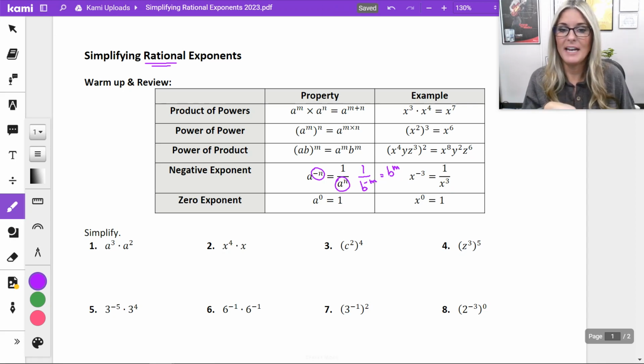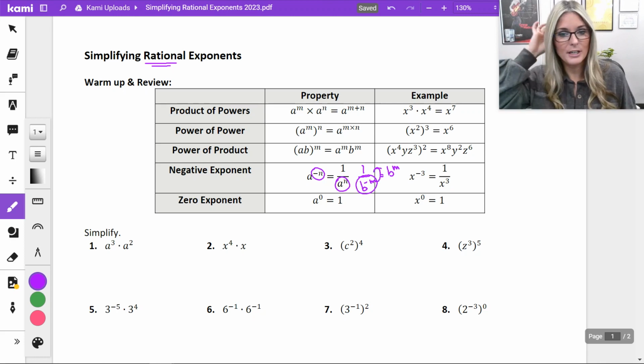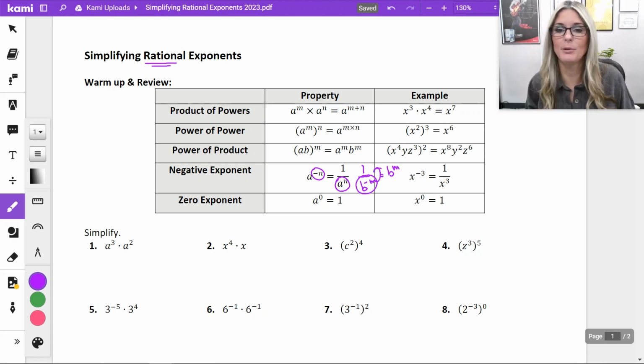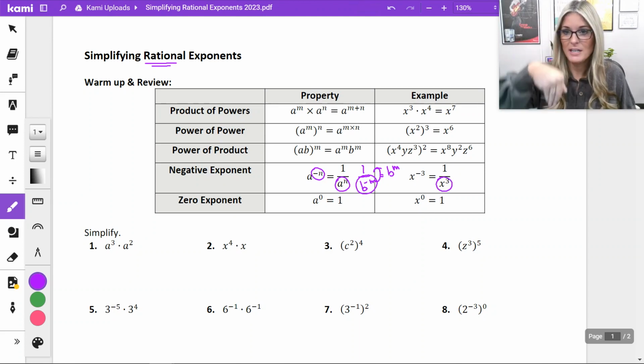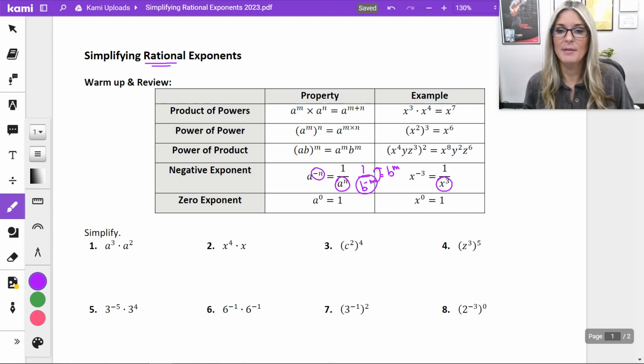But if you do have a negative exponent in the denominator, it moves up to the numerator. For example, x to the negative 3, it just shifts down and becomes x cubed, but positive down in the denominator. And if you had other things, they would remain in the numerator. And we'll look at some examples here in a moment of that exponent rule.